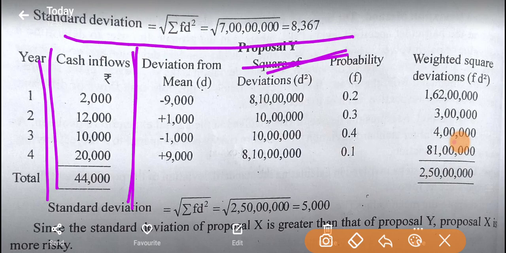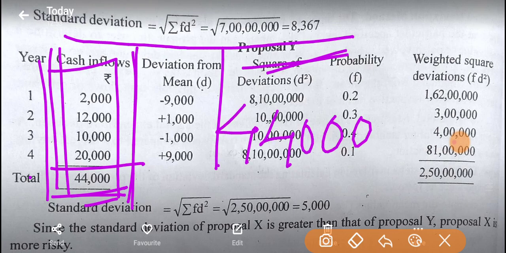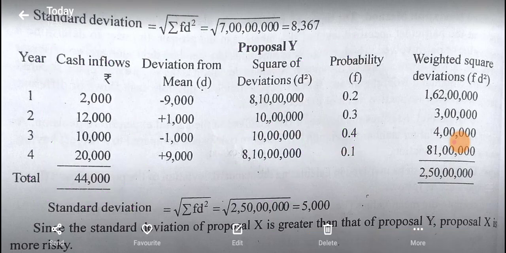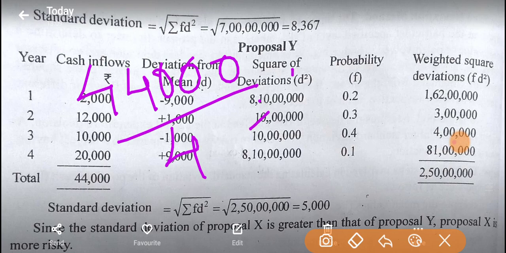Then the next column is deviation. Before that, we want to calculate its average, that is total value divided by its number. Here when we add all this, we will get 44,000. Then we divide the 44,000 by 4. When we divide the total, that is 44,000 by 4, we will get 11,000.